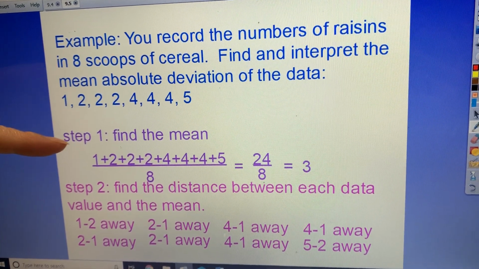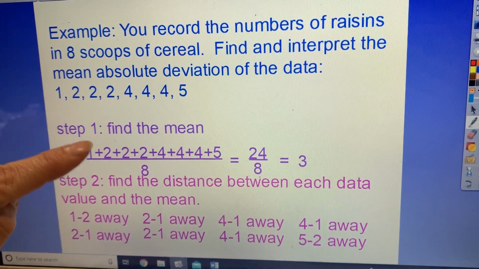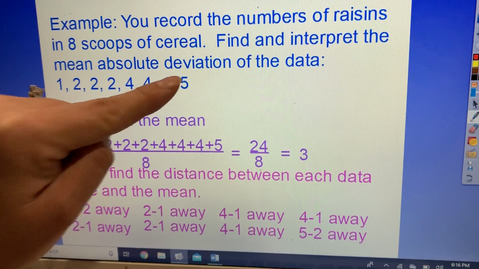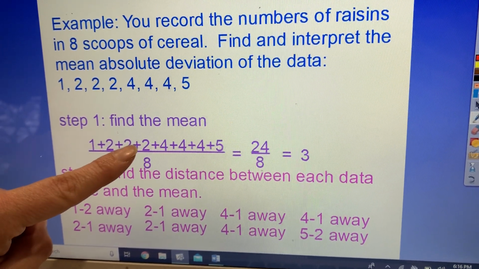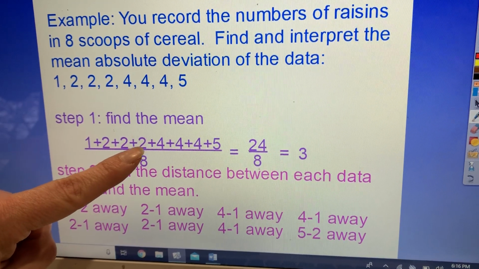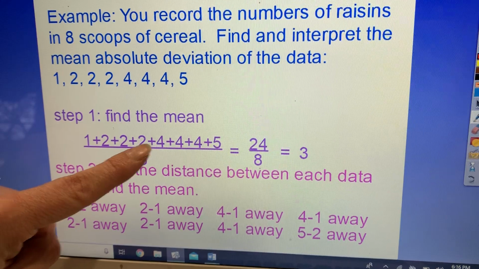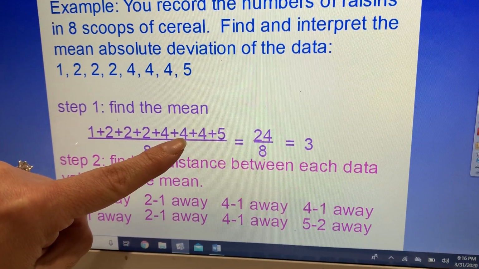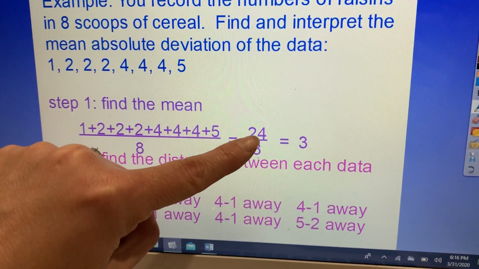We had said step 1 was to find the mean. Well, that's easy. We're going to add all those digits up and divide by however many we had. So we have 1, 2, 3, 4, 5, 6, 7, 8 pieces of data. So I'm going to add them all up. 1 plus 2 is 3. 3 plus 2 is 5. 5 plus 2 is 7. 7 plus 4 is 11. 11 plus 4 is 15. 15 plus 4 is 19. And then 19 plus 5 is 24.